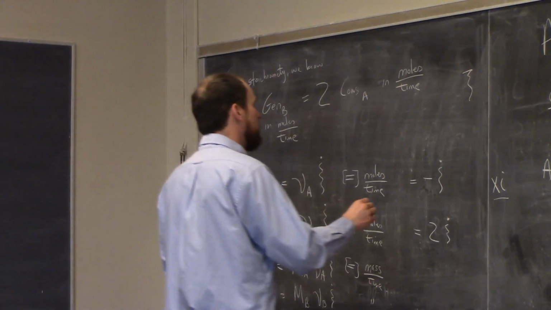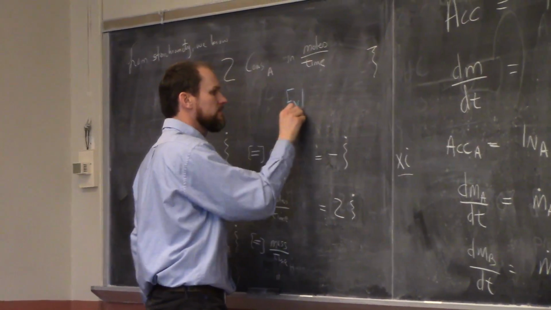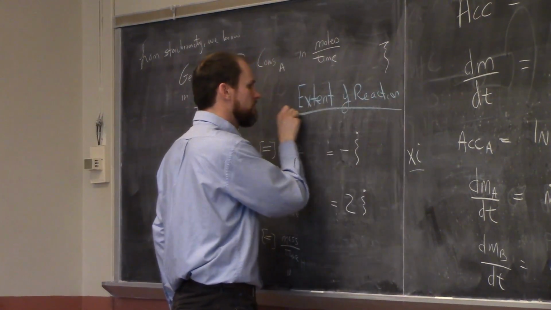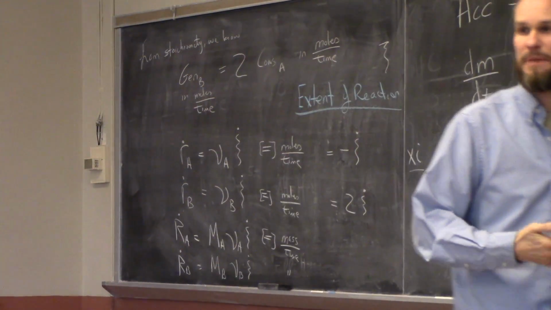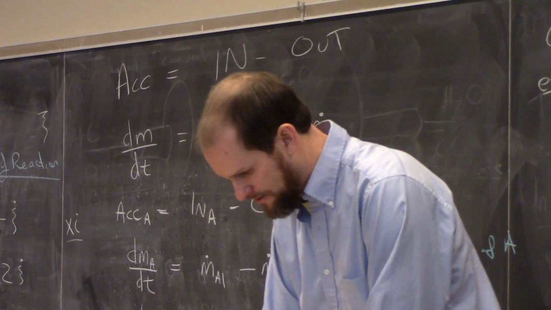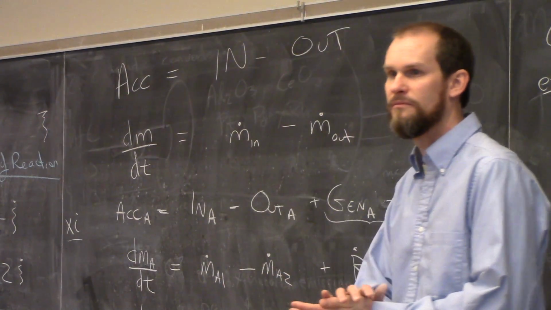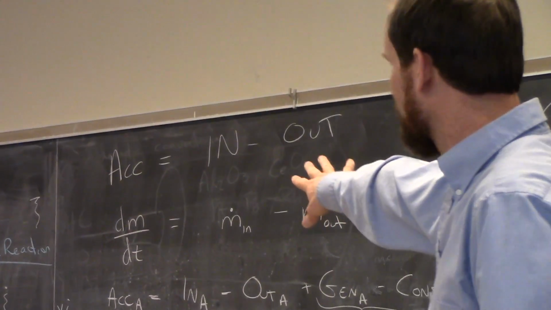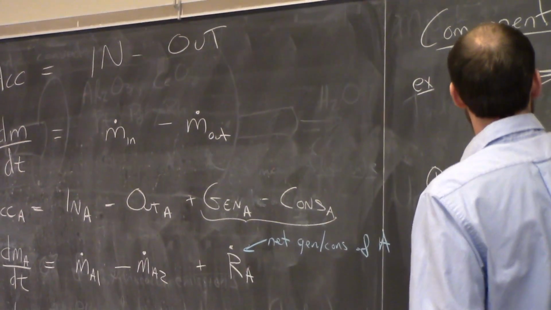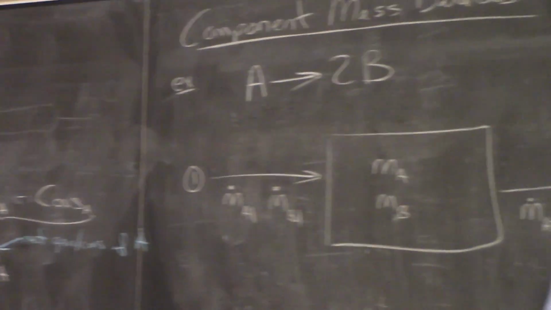This variable is called extent of reaction. It's how many moles, or in a batch system, how many moles have reacted, or in a continuous system, how many moles per time have been reacted. The Greek letter is called extent. That Greek letter, that's xi, the extent of reaction. So the extent of reaction could be 1 mole per time being reacted.